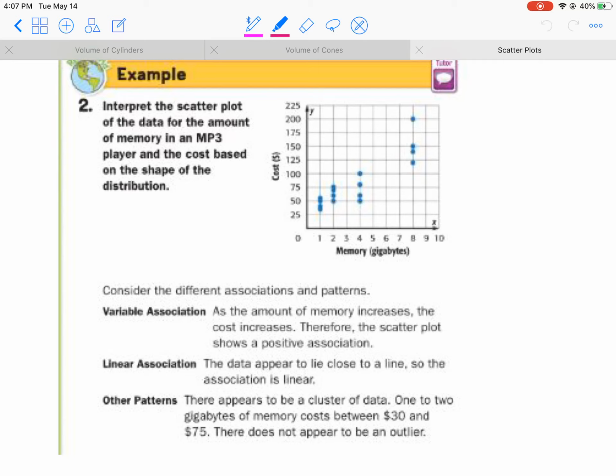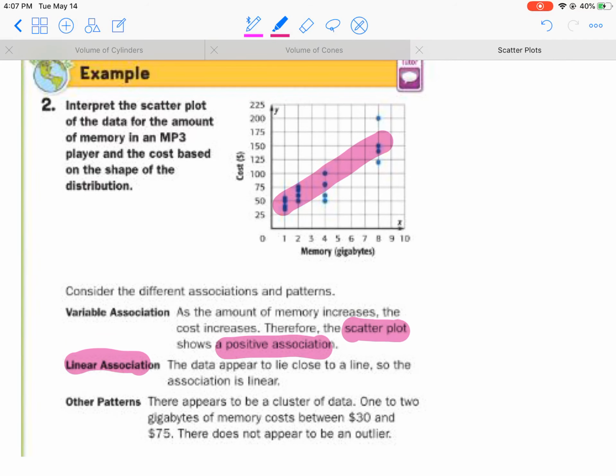The variable association is as the memory goes up, the cost increases. That makes sense. Therefore, the scatter plot shows a positive association. It's kind of going up if you think of it that way. Linear association. The data appears to lie close to a line, so the association is linear.